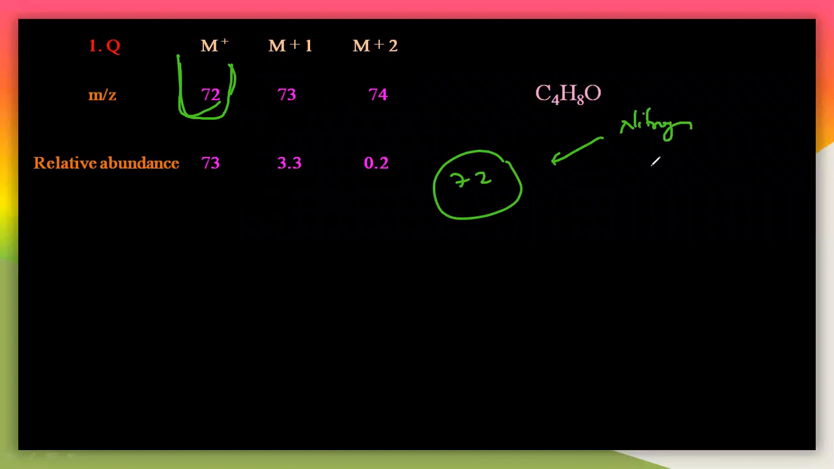what will you get? You will get the number of nitrogen atoms here. So 72 is even. That means the number of nitrogen atoms will be even here. That means it may be 0, 2, 4, 6, 8, 10, and so on. So you get the number of nitrogen atoms by applying the nitrogen rule to the M plus peak. That is the nitrogen rule.